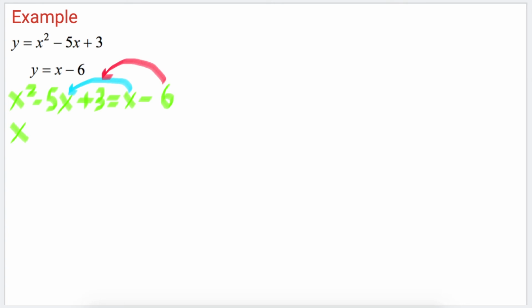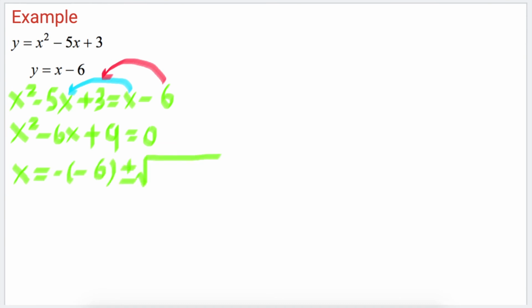When you move that positive x over to the left side, it becomes a negative x, plus the negative 5x gives you negative 6x. When you move the negative 6 over to the left side, it changes from negative to positive 6. And then you get plus 9 equals 0. So this quadratic equation is the one that we want to solve. We're going to use the quadratic formula, or you can use any other method. With the quadratic formula, it's going to be x equals negative 6 plus or minus square root of negative 6 squared minus 4 times 1 times 9, divided by 2 times 1.